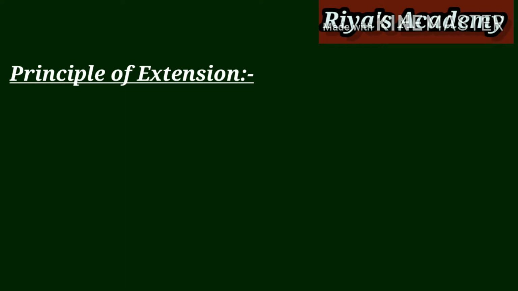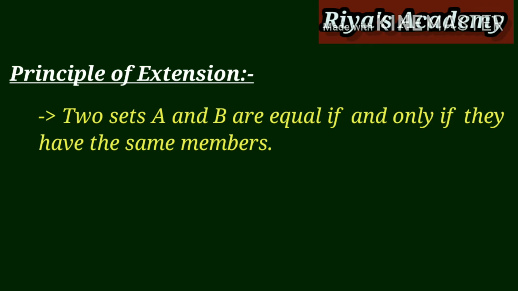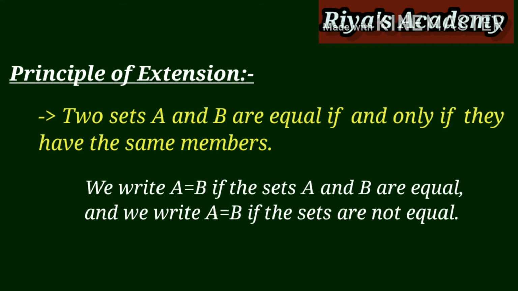The principle of extension: two sets A and B are equal if and only if they have the same members. It means the two sets A and B are equal only if the elements in both sets are the same. As usual, we write A = B if the sets A and B are equal, and we write A ≠ B if the sets A and B are not equal.